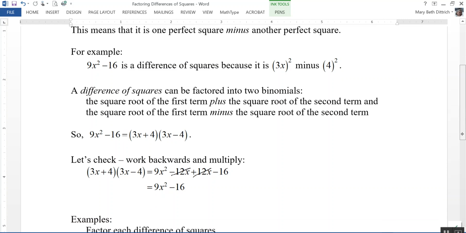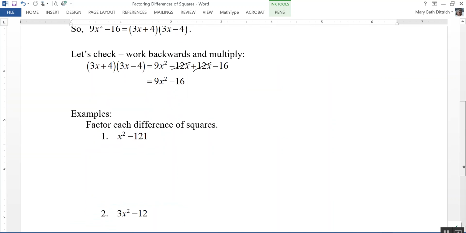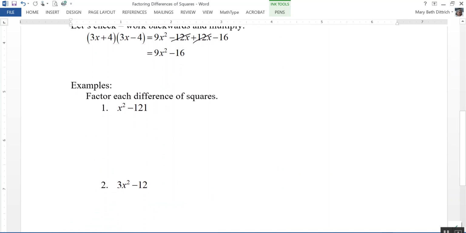Let's take a look at a couple examples. It says factor each difference of squares. So for the first one, I have x squared minus 121. This is indeed a difference of squares because I know that the square root of x squared is x and the square root of 121 is 11. So this is going to factor into x plus 11 and x minus 11. And it doesn't matter which order you write the binomials. I could have put x minus 11 first and then x plus 11 second.